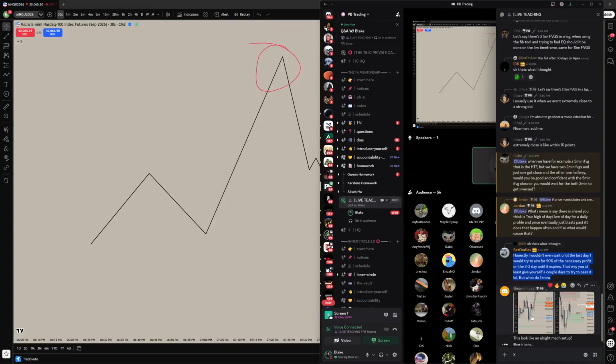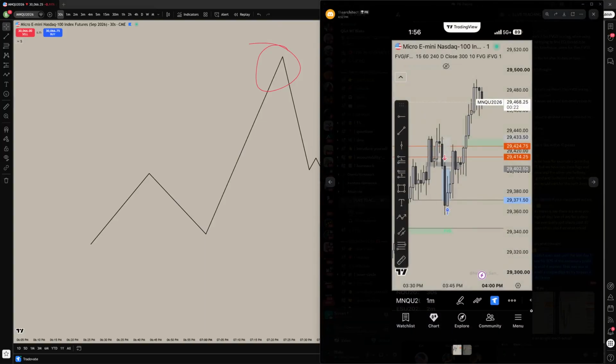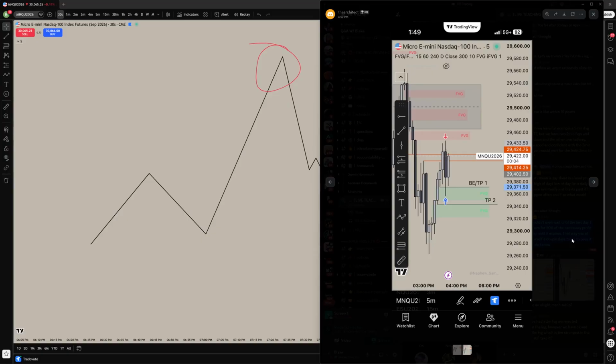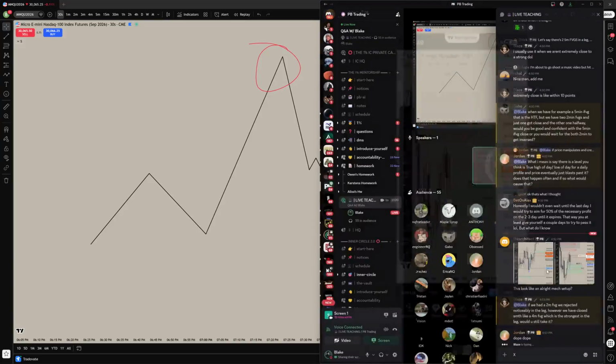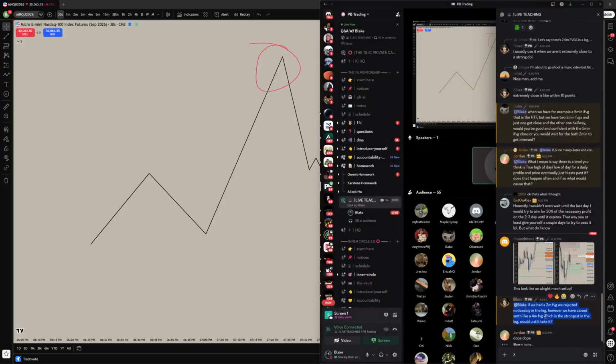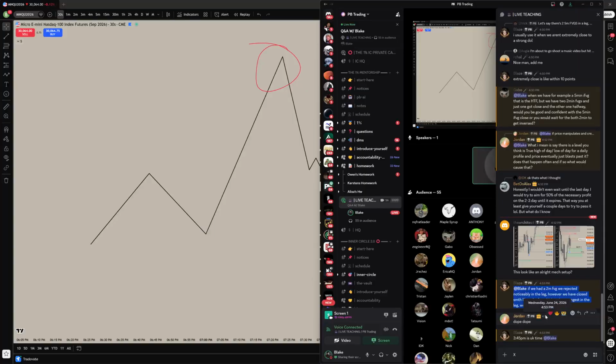Honestly, I wouldn't even wait till the last day. Okay, cool. This looks like an alright mech setup. 3:45 p.m. What are we doing? 4 p.m. But yeah, it looks good. It looks good other than the time.